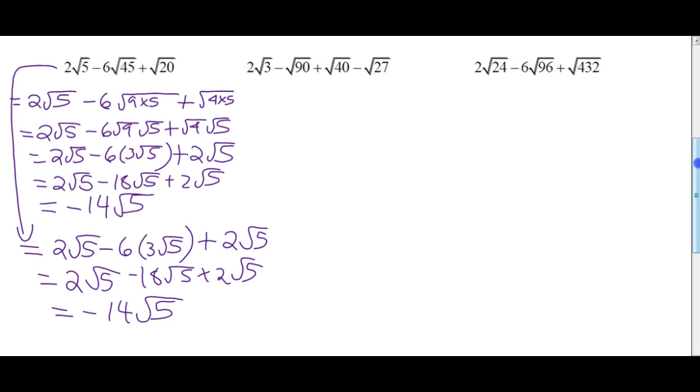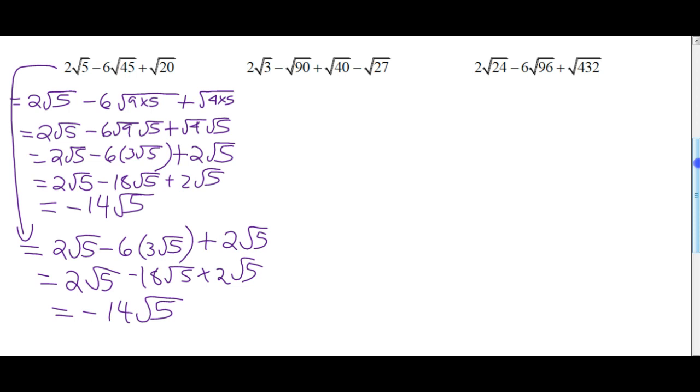How do you know root 45? Let's say you look at root 45 and you say, I think it's 3 root 5. How do you know it is? You go into your calculator, you type root 45, enter, you type 3 root 5, enter, and you say they're the same. Good, I got that right.